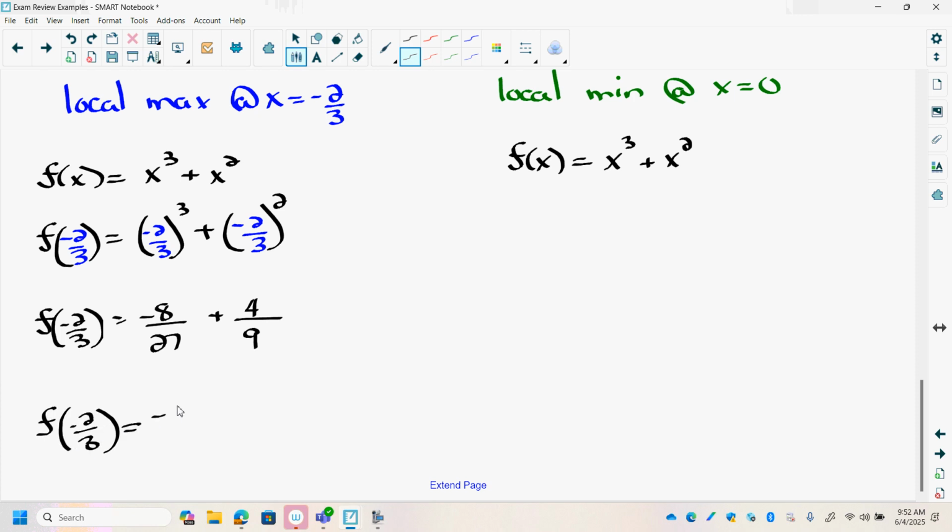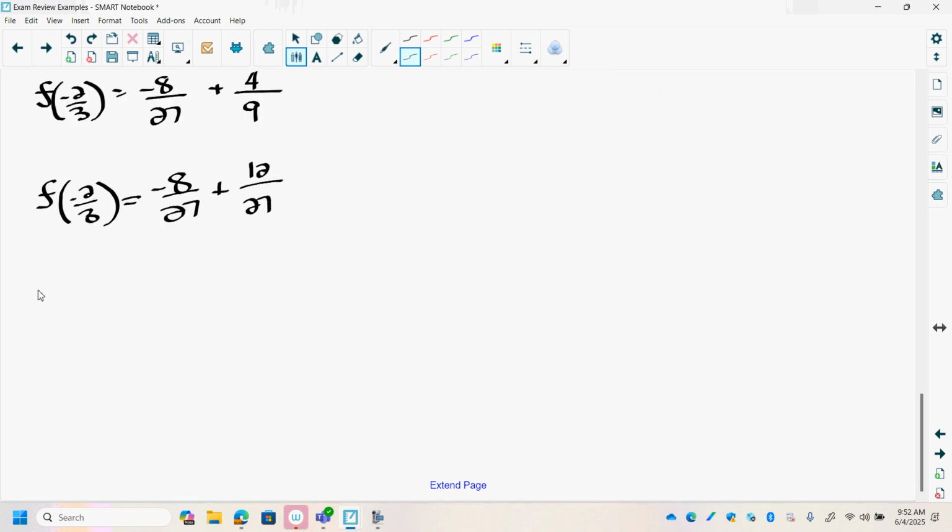And what would the lowest common denominator be in this case? 27. 4/9 would become how much over 27? 12 over 27. And what do I get for an answer? F at negative 2/3, 4 over 27. Is that okay?